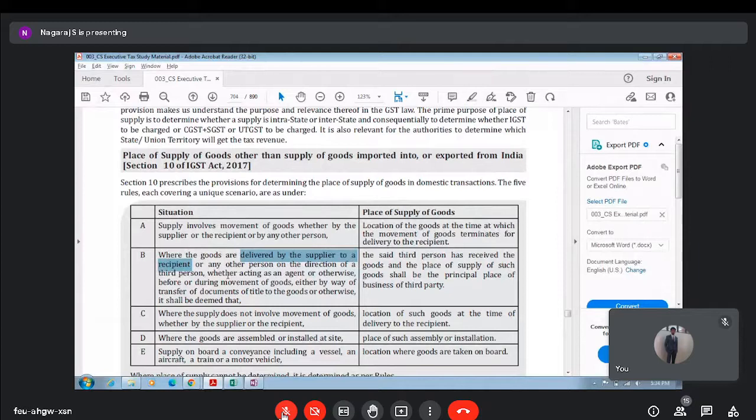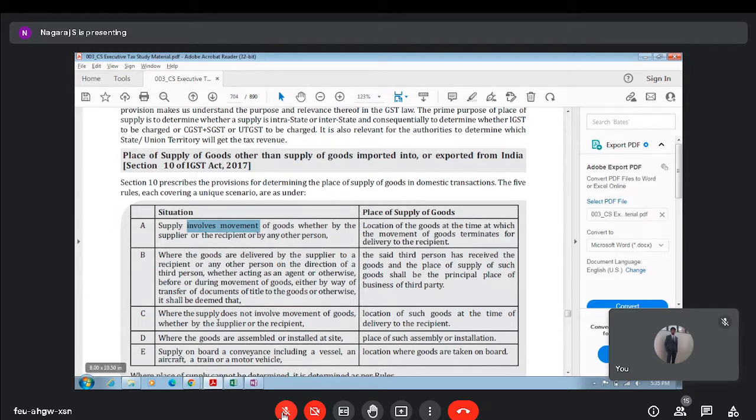Okay. In that, what they said is, the said third person has received the goods and the place of supply of such goods shall be the principal place of business of the third party. Principal place of business means where he stays. That will be the place of supply. Understood? Yes, sir. Okay. First one involves movement. Second one is triangle.